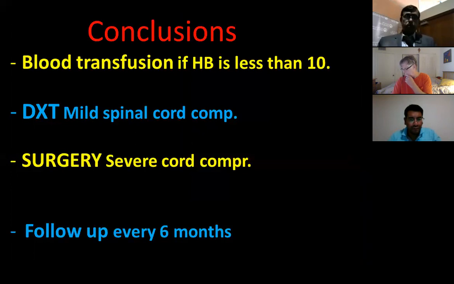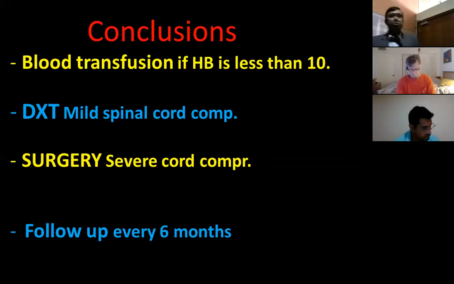So in conclusion, and this is to answer Dr. Adnan Ibrahim, what would one do when one faces a spinal cord compression due to extramedullary hematopoiesis in a thalassemia patient? First of all, if the hemoglobin is less than 10, most likely you will need blood transfusion. And then you look at the symptoms. If there is mild spinal cord compression, meaning minor weakness, no incontinence, no sensory level, then you can start with radiotherapy.